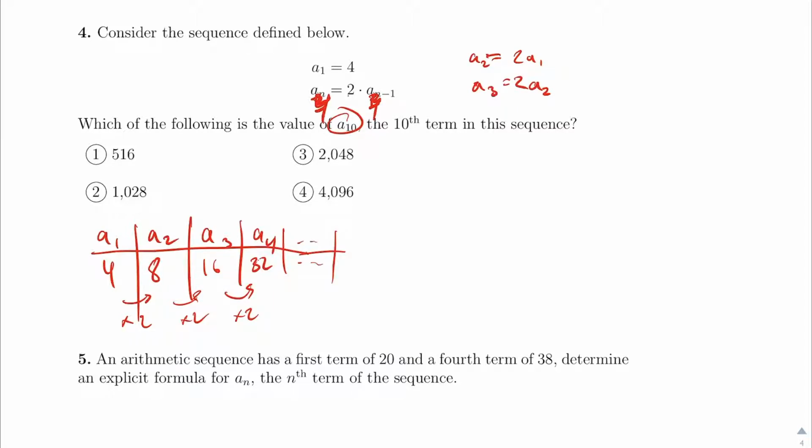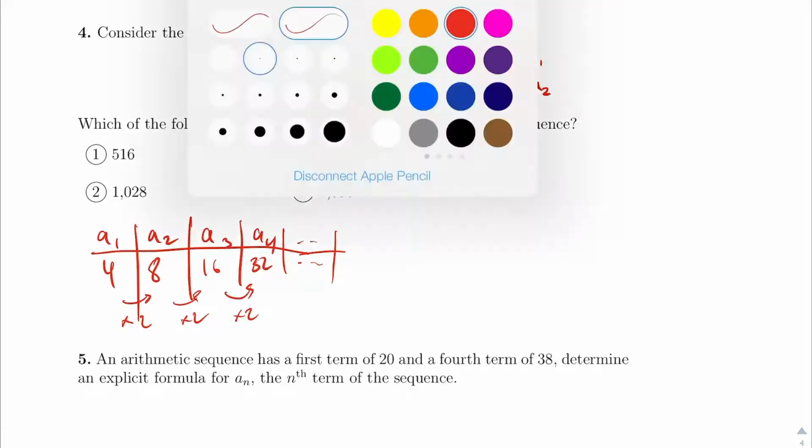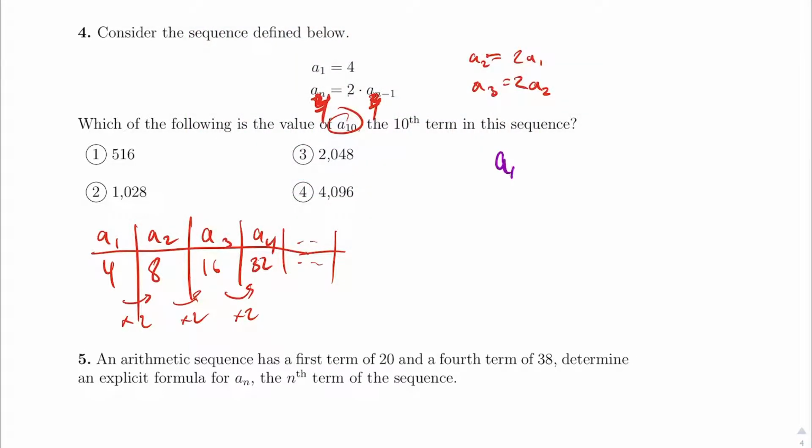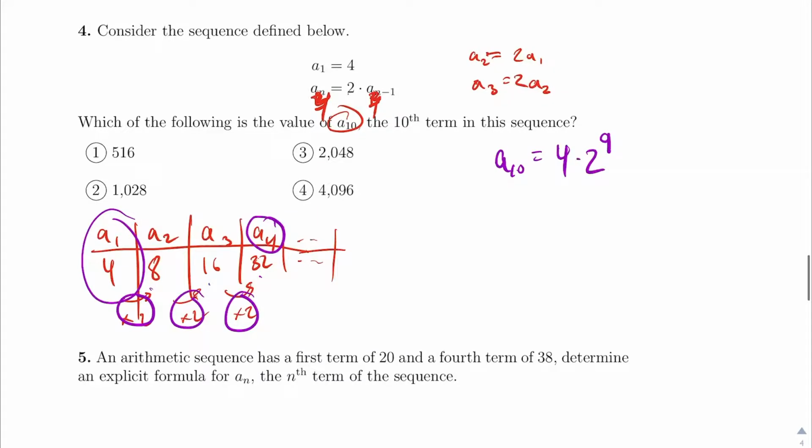So now, to get the explicit formula, we could say that A10 is equal to start at 4, and we want to go times 2 a bunch of times. To get to A4, there are 3 steps. To get to A10, there are 9 steps, and so we do this calculation, and whatever you get from that is your answer, but you have to do it.